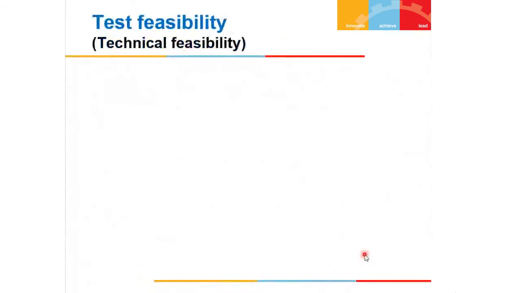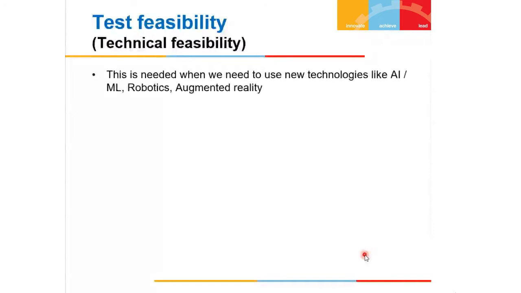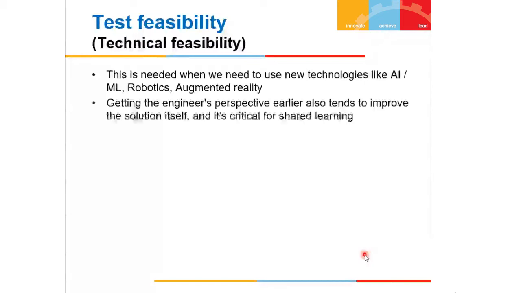The next one is testing the feasibility of the product. Is it technically feasible or not? We may have a great idea, but how feasible it is right now with available technology to put it into production. So this is needed when we use new technologies like AI, ML, robotics, augmented reality, and so on. And getting the engineer's perspective earlier also tends to improve the solution itself, and it's critical for shared learning.